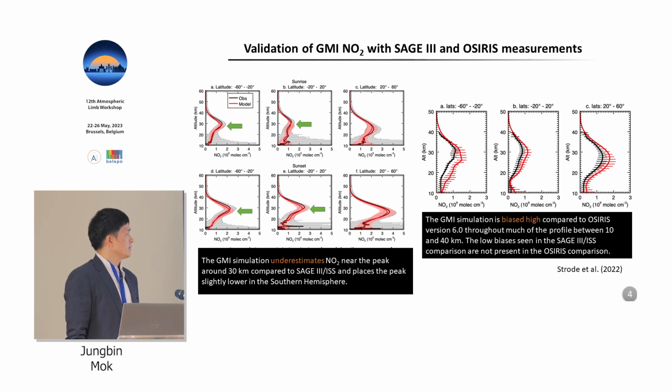They also compared with OSIRIS, and the GMI simulation shows a high bias compared to OSIRIS version 6.0 from 10 to 40 kilometers. But this low bias seen in the SAGE comparison does not appear in the OSIRIS comparisons.